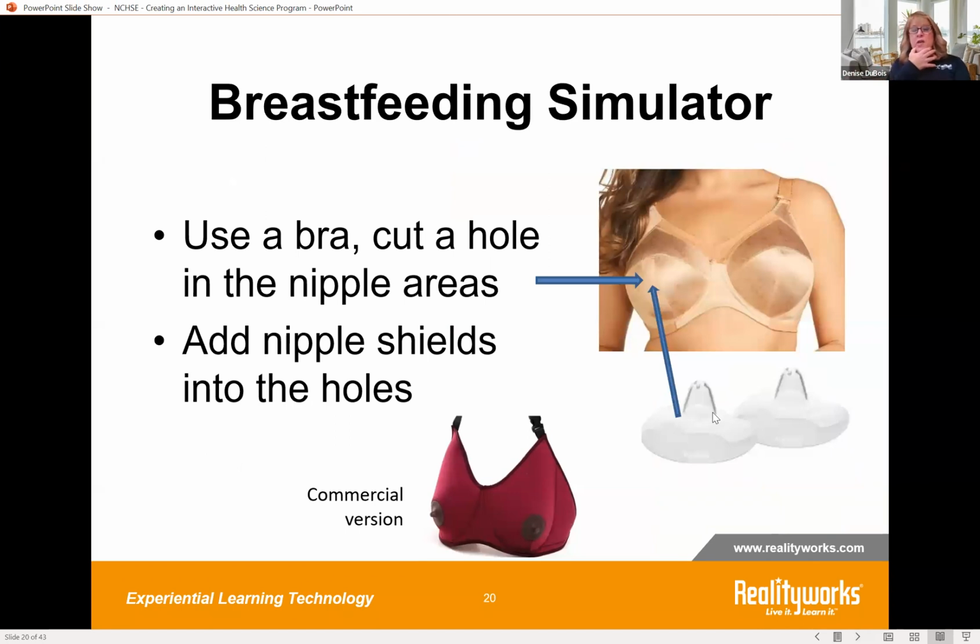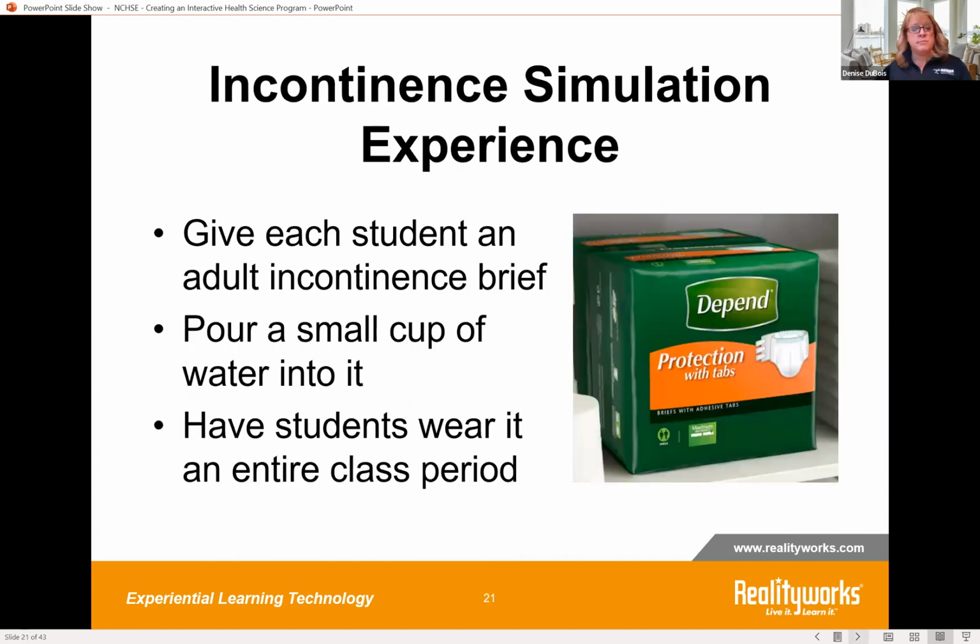Now here's one that may or may not work for your program, depending on what you're trying to teach. But for breastfeeding, there are some commercial simulators out there that will simulate that, but an easy way to create your own, you could use a bra and cut a hole in the nipple area. There are things called nipple shields that you could stick in that, and that could simulate breastfeeding. You hold up, perhaps, an infant simulator up to that area, and you can see the commercial version there. Fairly simple to replicate if that's something that you teach in your course.